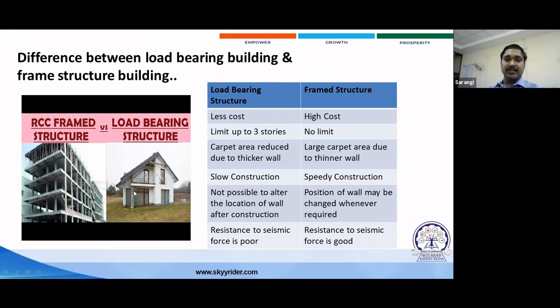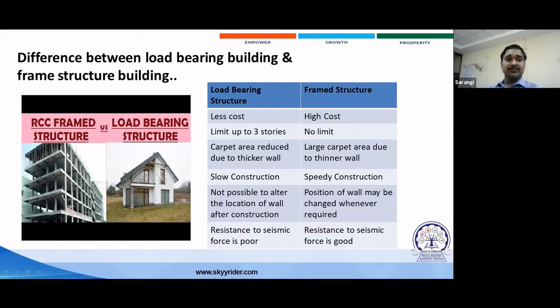As it takes time, where we cast the concreting in a frame, then we remold it again. We cast, then we proceed for the wall masonry works. Then step by step, the load bearing structure takes much more time, which is a slower construction process.